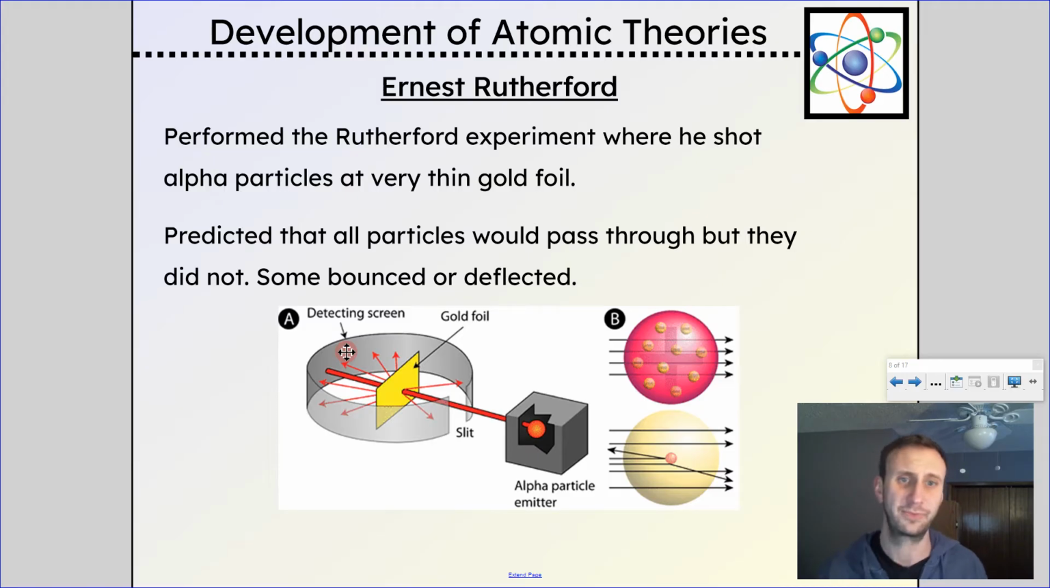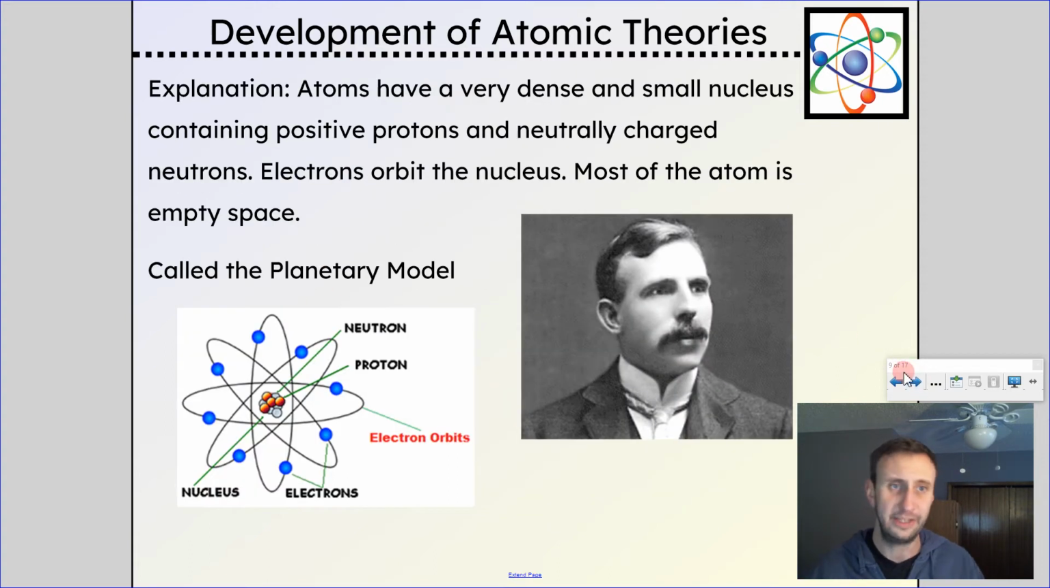It's crazy. So he predicted that all particles would pass through, but they did not. Some bounced or deflected. So atoms have a very dense and small nucleus containing positive protons. And then he also, on top of that, compared some masses of atoms and figured out that there must be particles that were as heavy as protons but didn't have a charge. And that resulted in the theory including neutrally charged neutrons. Get it? Neutrons, neutral, neutrons. Protons, positive, right? Starts with a P.